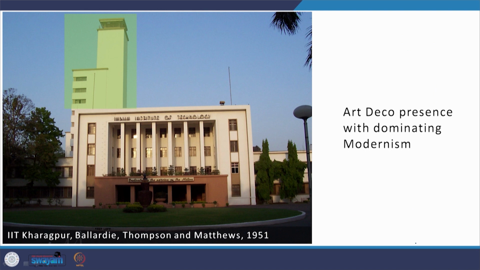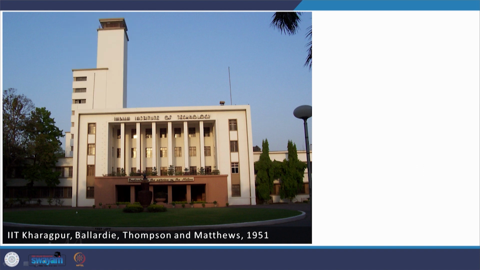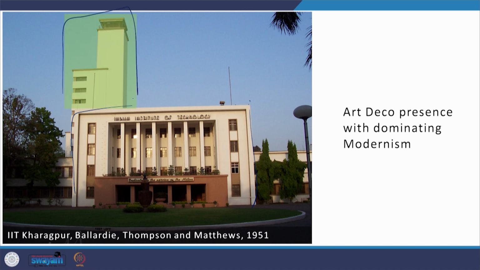Or for example, the main block of the IIT Kharagpur, again by Ballardie, Thompson and Matthews in 1951, this firm continued working in the early years of India's independence. The Art Deco presence here is with the dominating modernism. Let's look at it again. When you look at the facade in the front, it's very strongly modernist, but when you look at this tower at the back, this one, this gives you a clue of the presence of Art Deco within the dominating modernism.